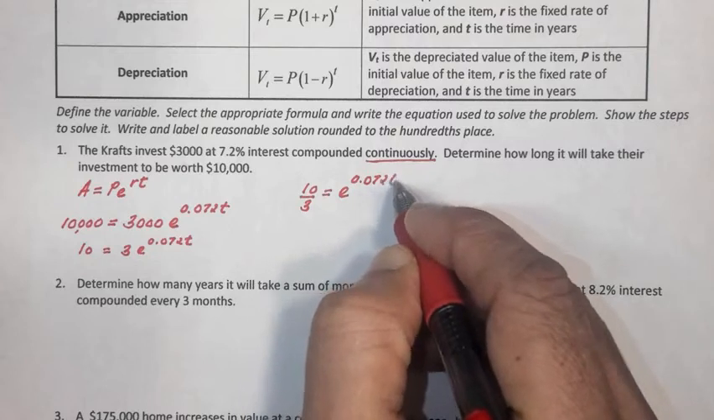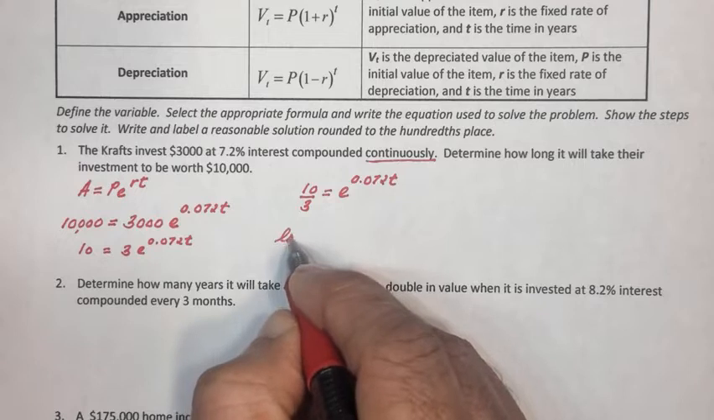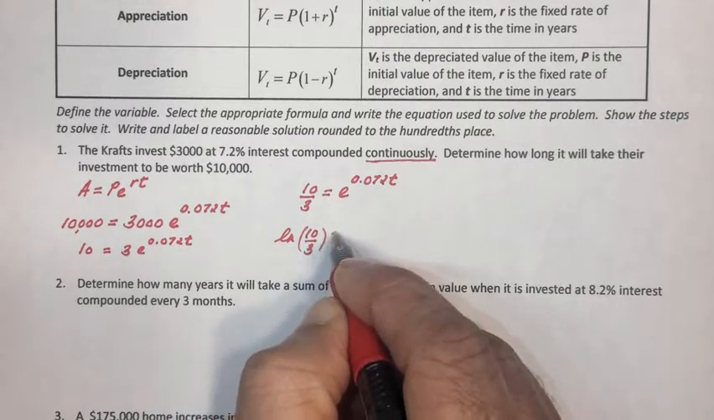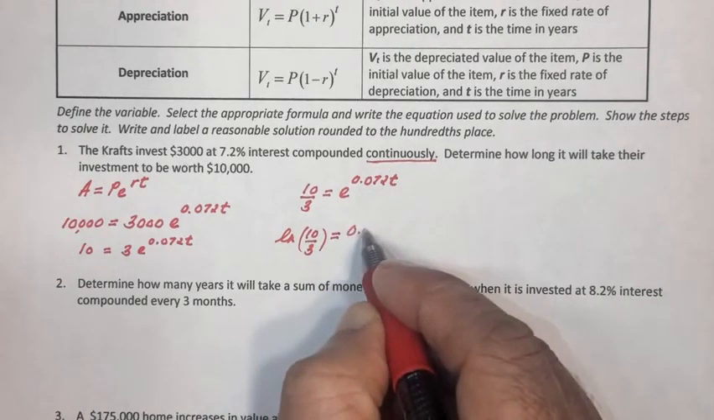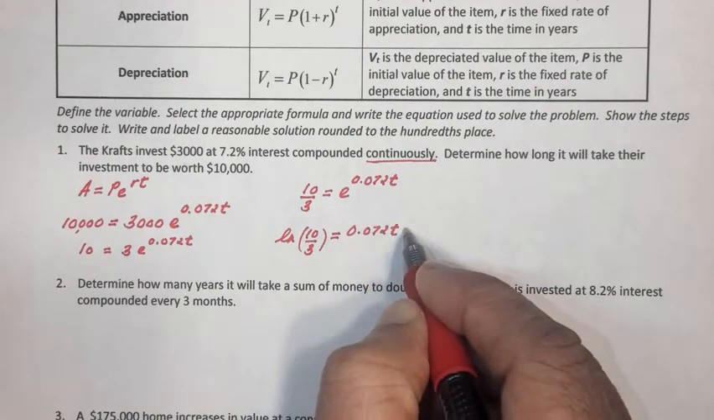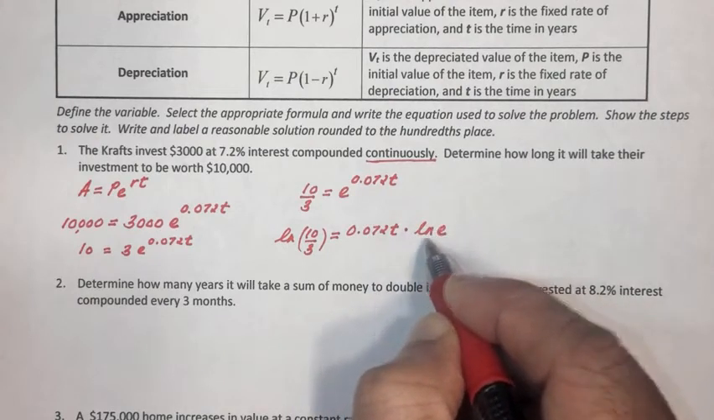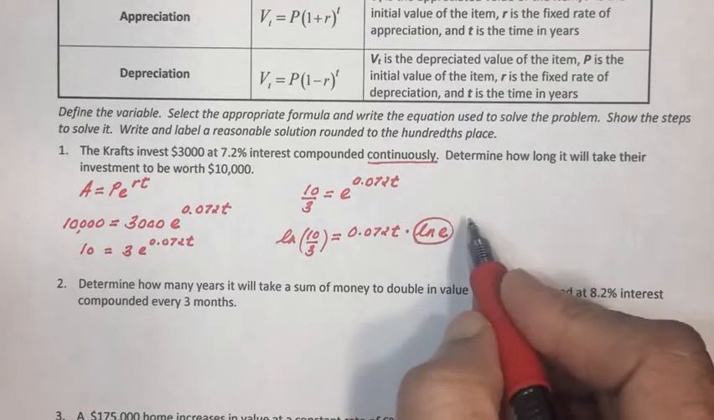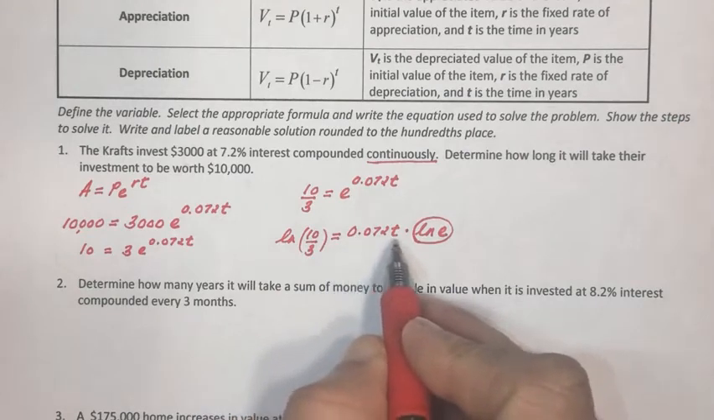0.072 t. When you apply natural logarithm on both sides, you get ln of 10 over 3 is equal to, that goes to the front, 0.072 t multiplied by ln e, and we know ln e is equal to 1. That is right, there is 1. So that means ln 10 over 3 is equal to 0.072 t.